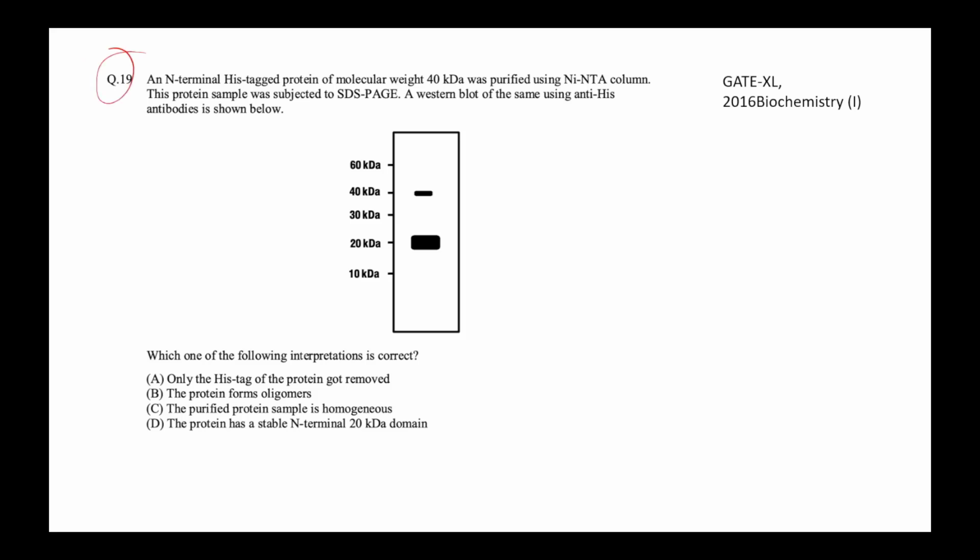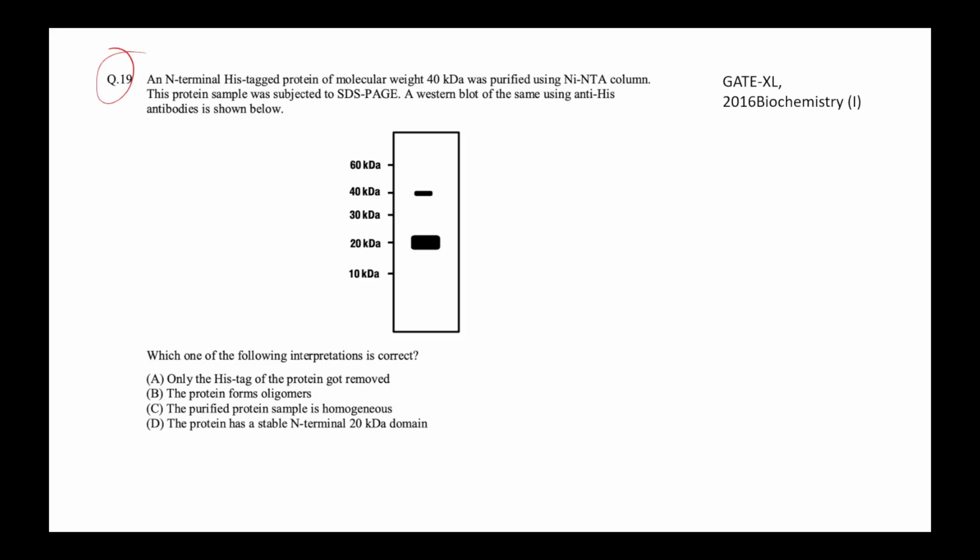This question states that an N-terminal histidine tagged protein of molecular weight 40 kilodalton was purified using a nickel NTA column. This protein sample was subjected to SDS-PAGE. A Western blot of the same using anti-His antibodies is shown below. This Western blot shows two bands, one at 40 kilodalton and another at 20 kilodalton. Which one of the following interpretations is correct?